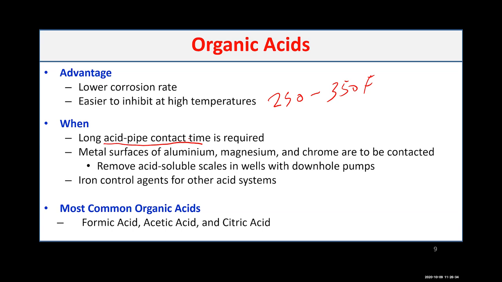Or the formation has some sort of clay that we cannot use HCl with. In this case, you cannot pump HCl, so you pump organic acid. Or the tube itself has some metal that will be dissolved by HCl, like corrosion resistance tubing, which is made of aluminum, magnesium, and chrome. If we pump HCl, you will remove the corrosion protection film and we'll lose the integrity of the tube. So in this case, we use the organic acid as an alternative to the HCl. Organic acid can also be used with the HCl as what we call an iron control agent. It helps to control the iron and to keep it out of the solution, so it will not cause any issue.